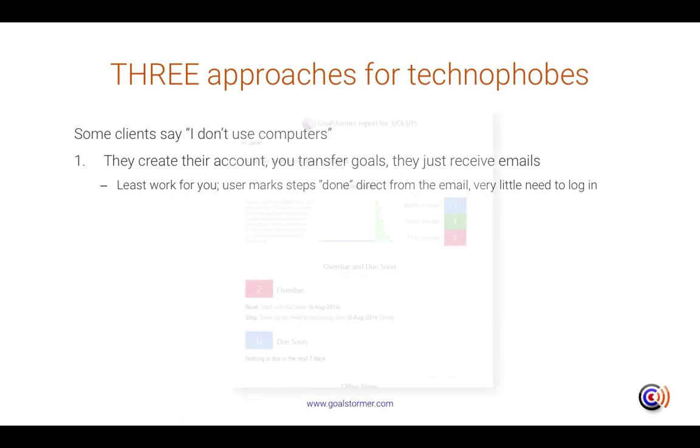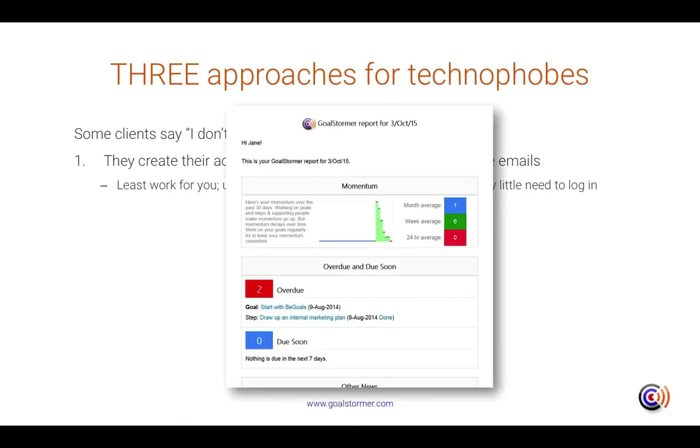And what that means is that when the GoalStormer mail like this comes through into their inbox, there is a link which you can see under the overdue steps there. It says step drop an internal marketing plan and then the word done. So when the user clicks on there, that marks that step as done without them having to log in. So it can be a useful way to manage people who don't want to use the web interface but are happy with email.